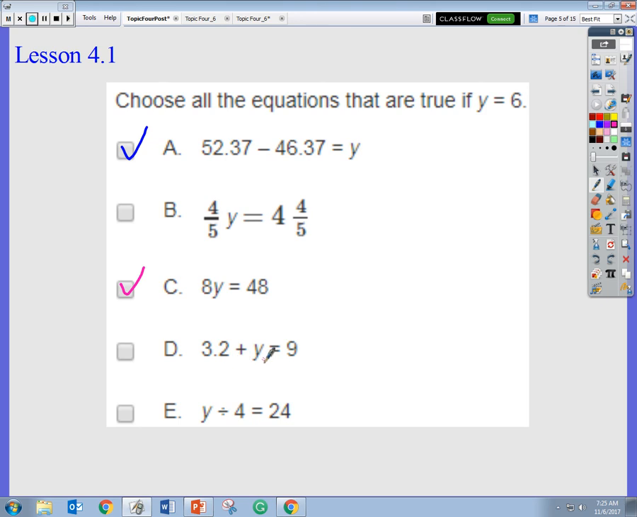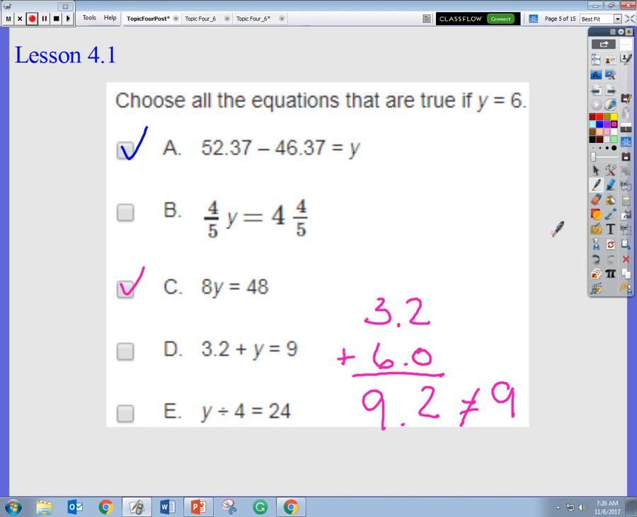3 and 2/10 plus y equals 9. Well, we're going to substitute in a 6, so 3 and 2/10 plus 6. We'll add the 0 here to hold that place value in the tens place. 2 plus 0 is 2. 6 plus 3 is 9. 9 and 2/10, excuse me, does not equal 9.